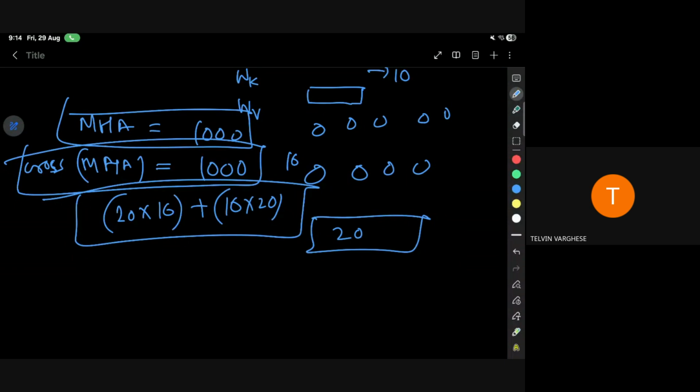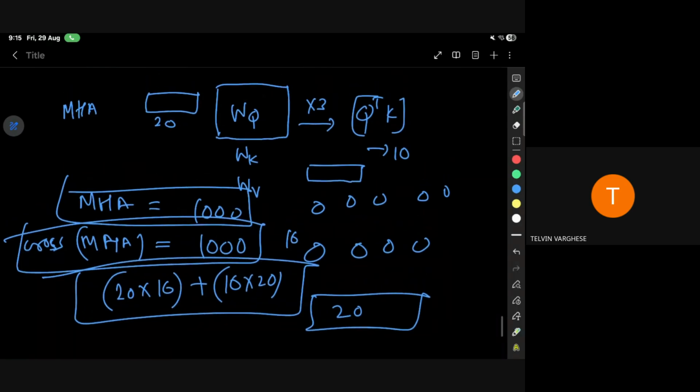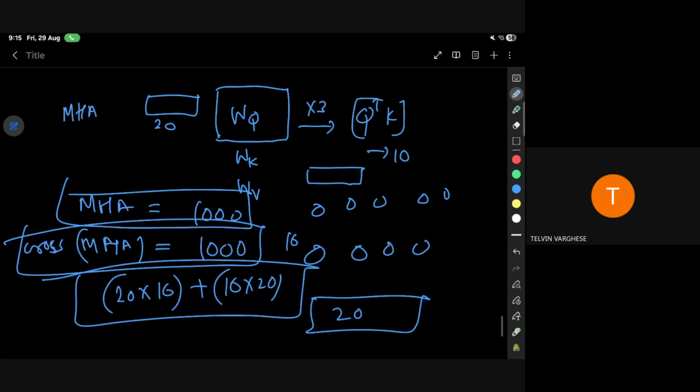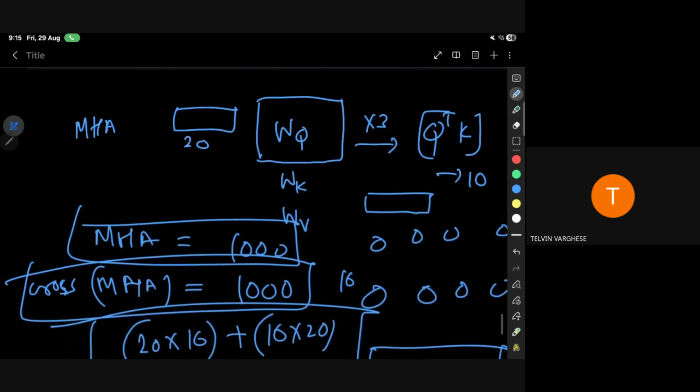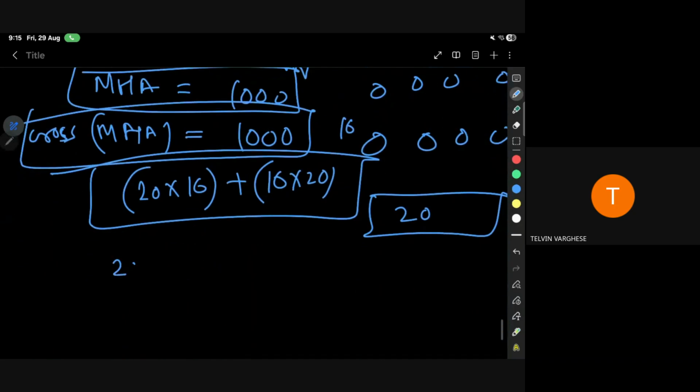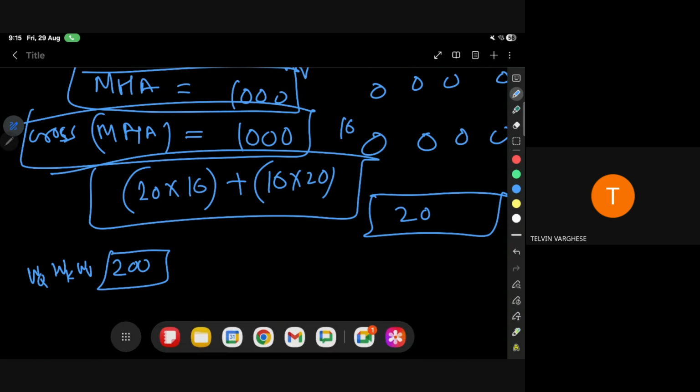Sir, we have to multiply by 3, right? Because we have three weights. I didn't get it. No, actually you got 1000, right? Yes. So before that we have to multiply by 3, right? No, we have 3 weights: WQ, WK and WV. All 3 are already included. So WQ, WK and WV were 200 parameters each in that.